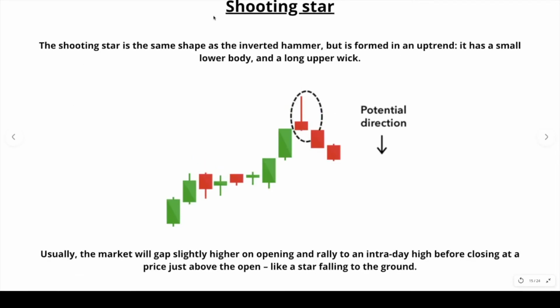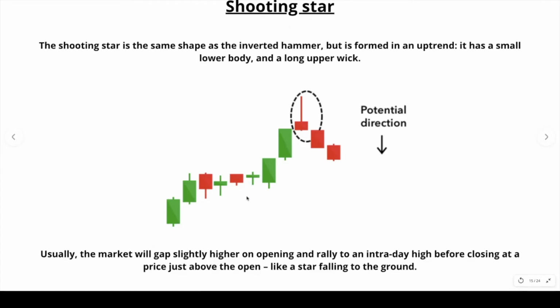Next up, we have the shooting star. The shooting star is the same shape as the inverted hammer, but it is formed in an uptrend. It has a small lower body and a long upper wick. Usually the market will gap slightly higher on opening and rally to an intraday high before closing at a price just above the open, like a star falling to the ground, hence shooting star. So let's look at the diagram.